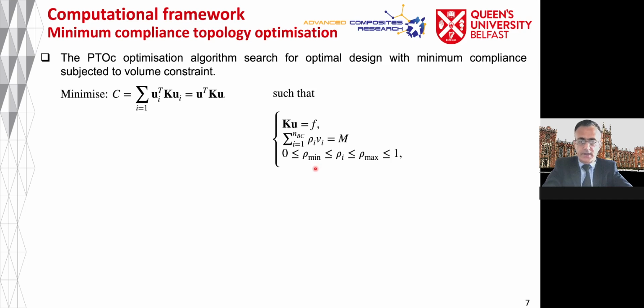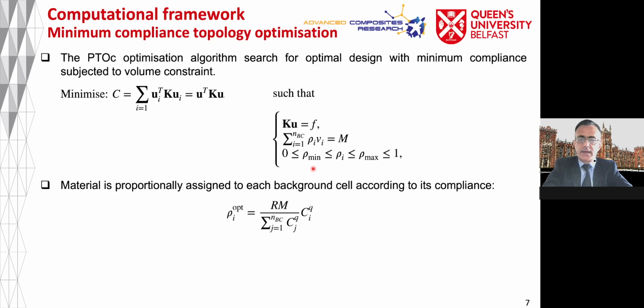And again, in the PTOC, this is how we assign material to each background cell based on the remaining material. So we are using the compliance here, and again Q is the same proportionality parameter. In the PTOC, we are using this criteria, where we are checking the density up to the nth optimization iteration, so n is the current one, and n minus 1 is the previous one. And if the change is very, very small, then we will stop the simulation. So the algorithm is given here.